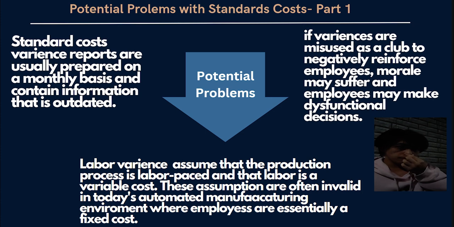Then the potential problems: standard cost variance reports are usually prepared on a monthly basis and contain information that is outdated. If variances are misused as a club to negatively reinforce employees, morale may suffer and employees may make dysfunctional decisions. Labor variances assume that the production process is labor based and that labor is a variable cost. These assumptions are often invalid in today's automated manufacturing environment where employees are essentially a fixed cost.